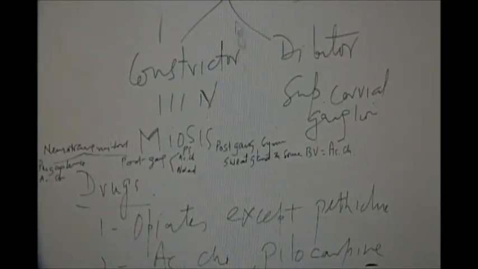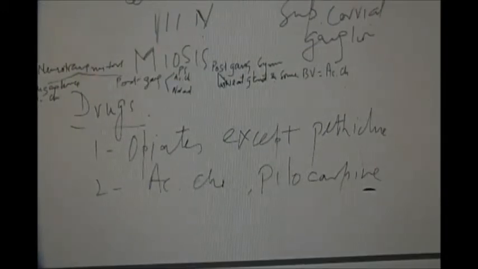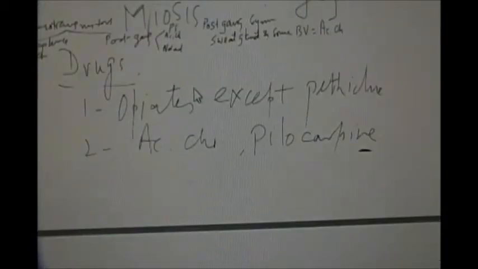We know that it is caused by the oculomotor nerve, which relays in the ciliary ganglion. Miosis is caused by morphine. Morphine poisoning causes bilateral pinpoint pupils, but pethidine does not cause pupillary constriction because its structure resembles anticholinergic drugs.